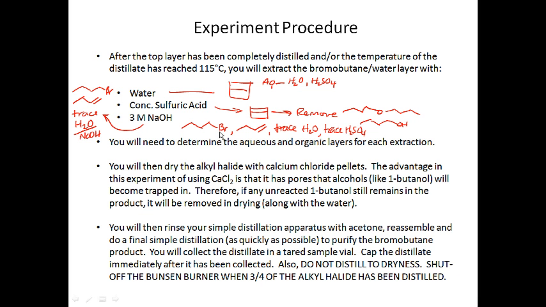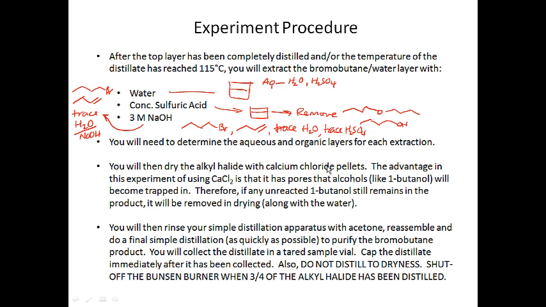Okay, so you need to determine the aqueous and organic layers, and you need to keep these in separate containers until the end of the experiment, because people will get these layers completely messed up. But we'll deal with that during the experiment. We're then going to dry the alkyl halide with calcium chloride pellets. Calcium chloride will remove the trace amount of water and sodium hydroxide.